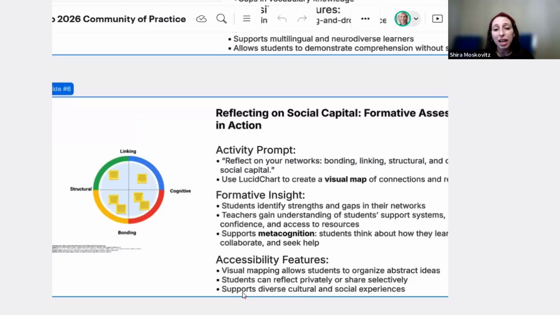And I ask them to reflect on the networks that they have, their bonding, linking, structural, and cognitive and social capital. So what are things that they bring to the classroom that they can support their students with? And a lot of teachers don't think about that when they come in, that they're bringing more than just the textbook, the pedagogical knowledge. They're bringing a lot with them. And some areas they're stronger in, and some areas they're weaker in, as we all are.